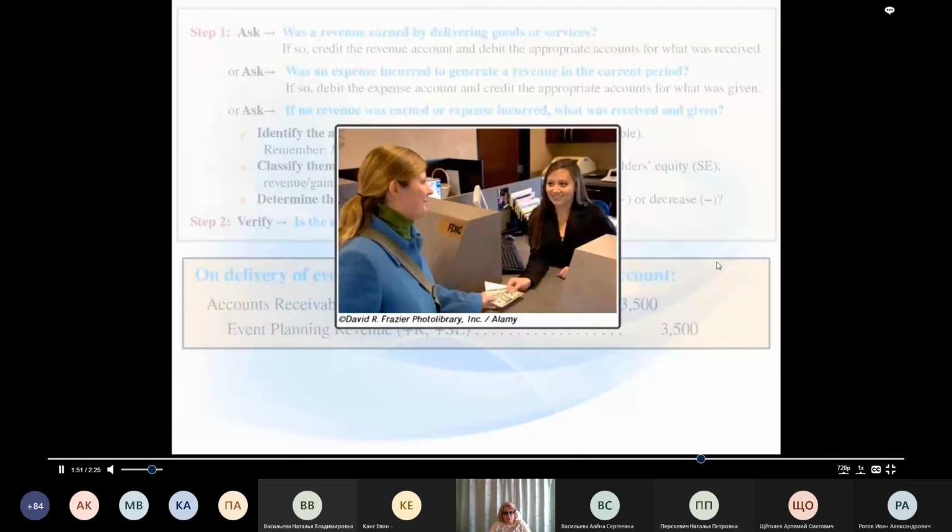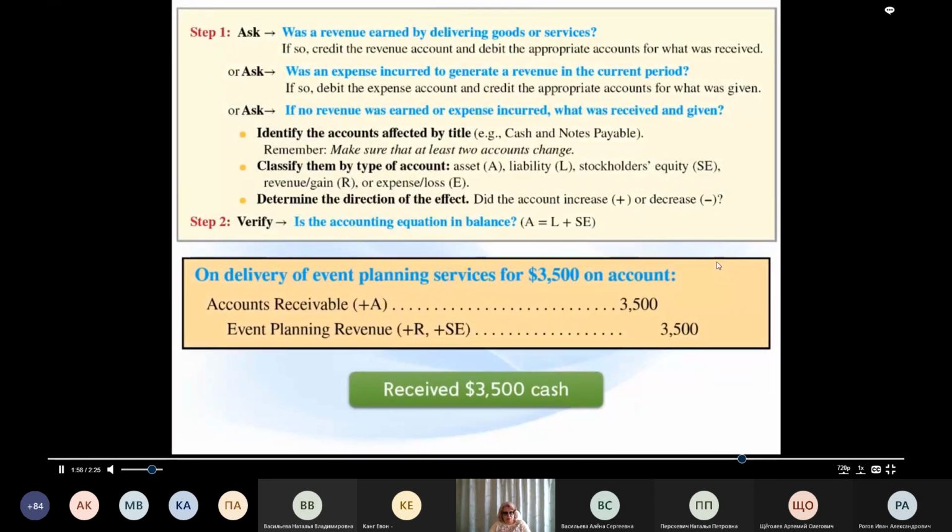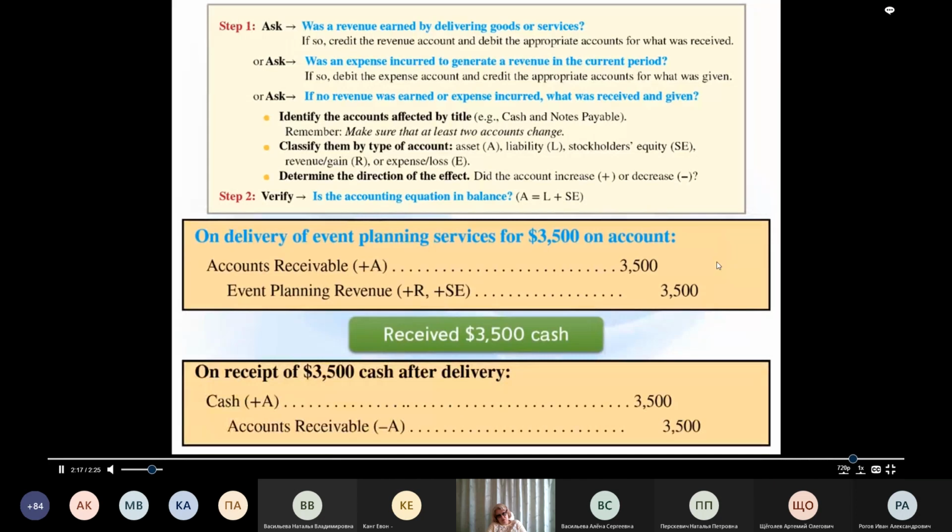Finally, let's assume that Deanna's business receives $3,500 cash from customers paying on their accounts. Again, let's start by asking whether or not a revenue was earned by delivering goods or services, or an expense was incurred to generate revenue in the current period. Since the answer is no, let's ask what was received and given. The company received cash and gave a reduction in the amount due from customers. The entry includes a debit to cash to increase that asset account, and a credit to accounts receivable to decrease that asset account.